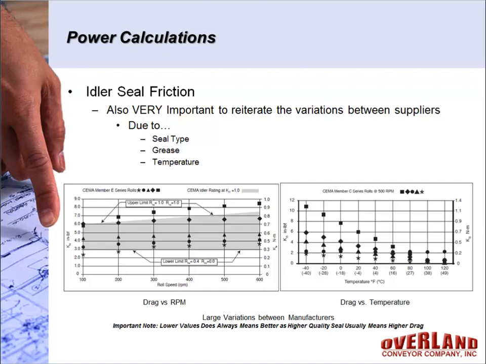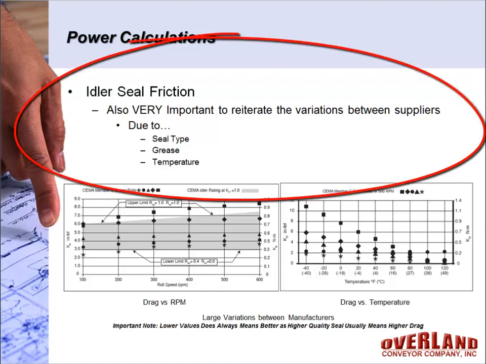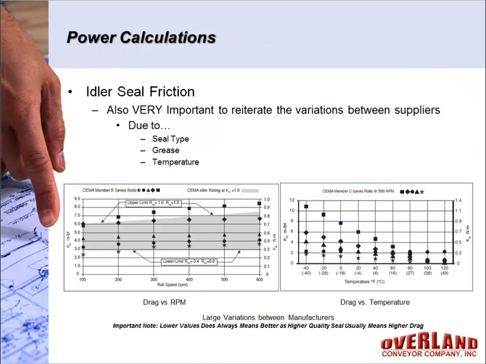Another thing that we want to reiterate is that there are lots of variations in idler seal friction between manufacturers, between suppliers. So please don't believe that everyone has the same number. For design purposes, we have to keep that in mind, especially before we've selected a particular manufacturer when we can get real values. These changes are due to different seal types between manufacturers, different greases that might be used, and also the way temperature affects each idler.